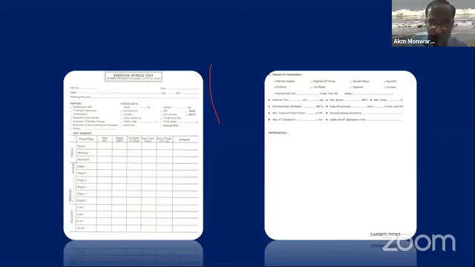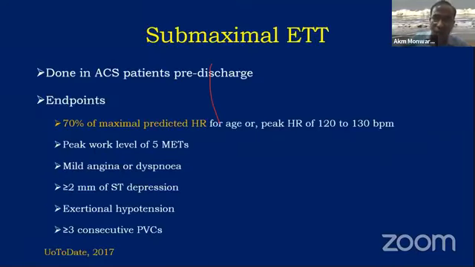And finally, this will be the form. You have heard one term. This is submaximal ETT. What is this? When a person or a condition does not favor performing adequate exercise to attain the target heart rate, you can just lower the point. And in those cases, that ETT is called submaximal ETT. This is especially done in ACS patients pre-discharge, before discharge from the hospital.